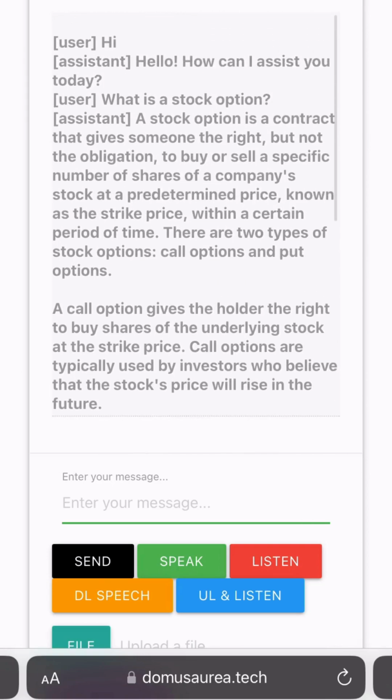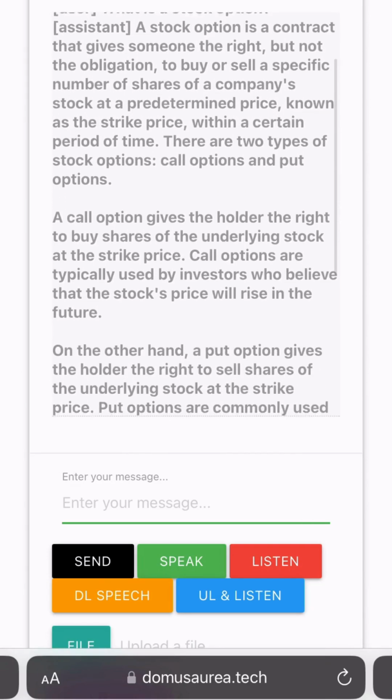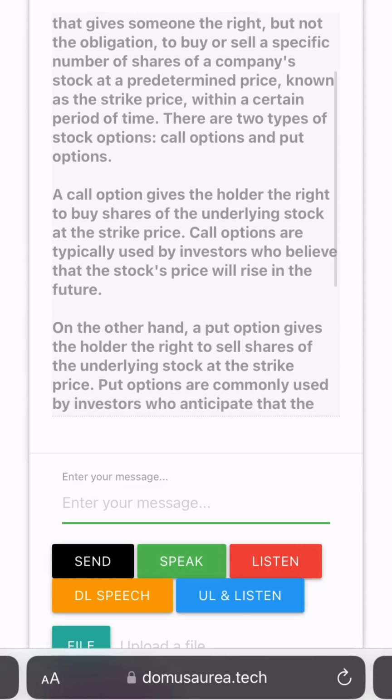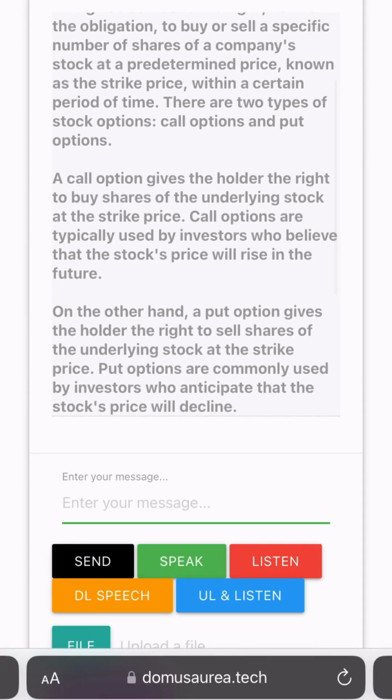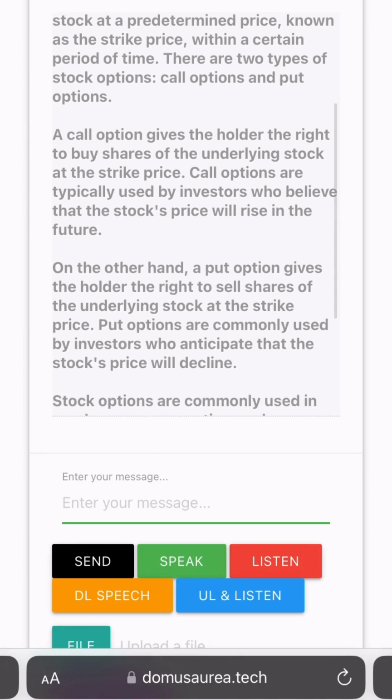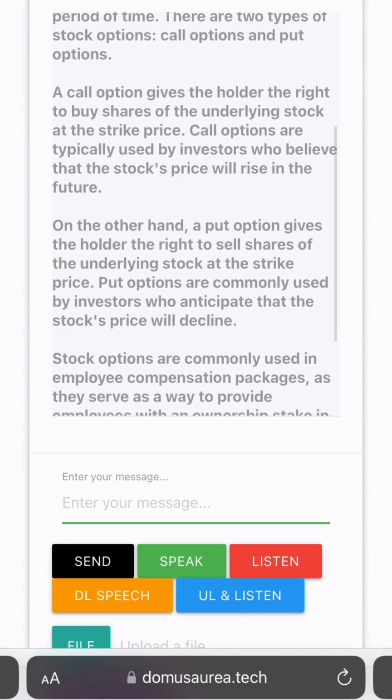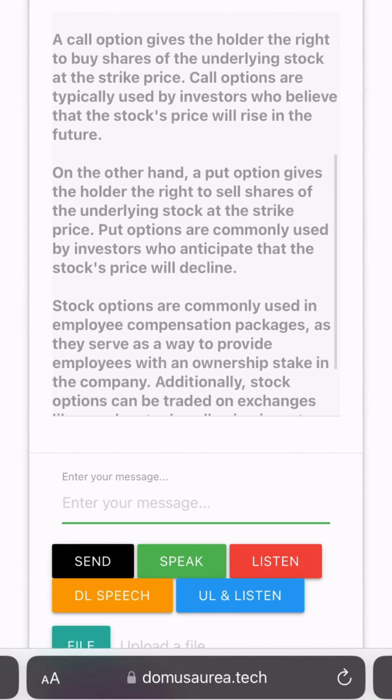A stock option is a contract that gives someone the right, but not the obligation, to buy or sell a specific number of shares of a company's stock at a predetermined price, known as the strike price, within a certain period of time. There are two types of stock options, call options and put options.